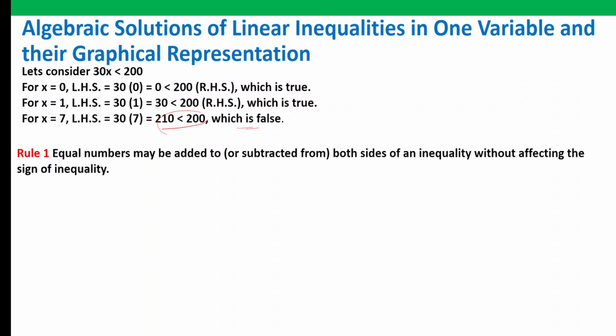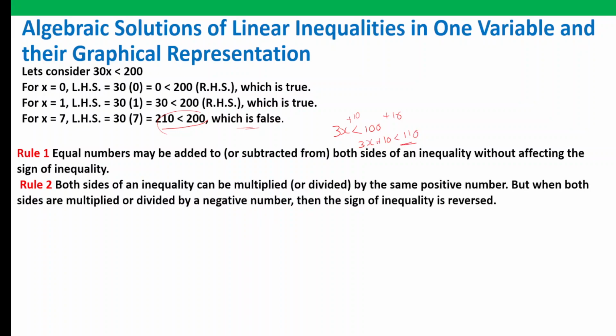Rule 1. Equal numbers may be added to or subtracted from both sides of an inequality without affecting the sign of the inequality. For example, if I say 3x is less than 100, then I can add 10 to both sides. Equal numbers don't affect the sign. So 3x plus 10 is less than 110. This is an example.